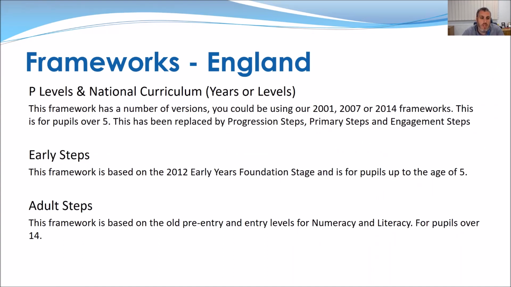Our early steps framework is, it says here, based on the 2012 early years foundation stage for pupils under the age of 5. That covers the 17 areas all the way from birth up to the exceeded early learning goals. That is going to be reviewed, I believe, in 2020. Adult steps is an old framework from 2007. It's based on the old pre-entry or milestones and the entry levels for numeracy and literacy, so generally designed for pupils over the age of 14. We are working on a new one at the moment called Steps for Life, which will replace adult steps and also bring in life skills and vocational skills, as well as the academic skills.